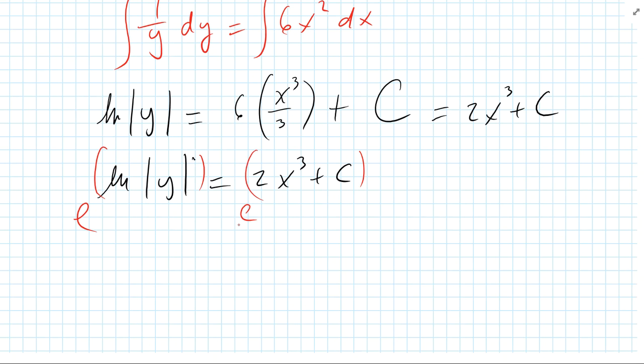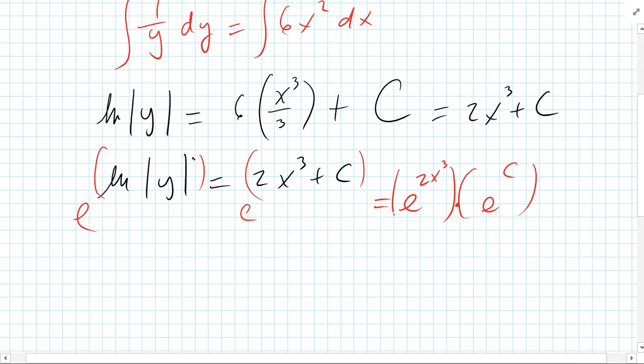Whenever you have a base to powers that are sums, is that the same as saying it is e to the 2x cubed times e to the c? Notice it is times. These are times. If I have the same base and I have different powers, do I sum the powers to simplify? I want to get this by itself.